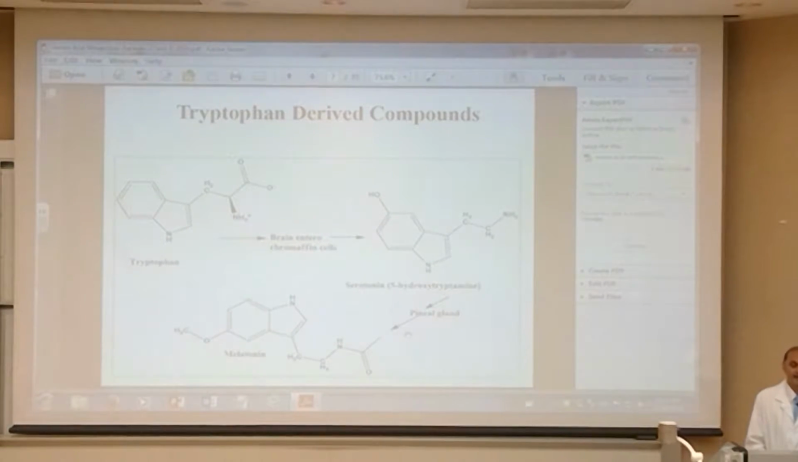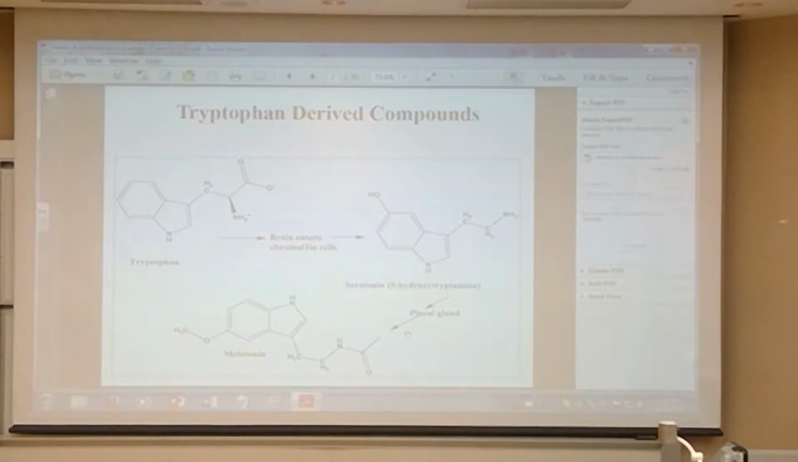Serotonin is also called 5-hydroxytryptamine. And it's also made in the enterochromaffin cells, gut cells, basically, and gut feeling, all of that. That's another story altogether. Serotonin is 5-hydroxytryptamine. It's a neurotransmitter, and the further conversion of serotonin into melatonin happens only in a tiny little gland called the pineal gland. It's in the brain.